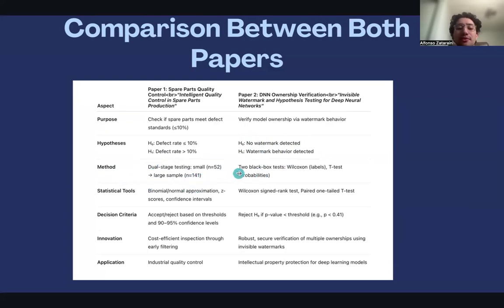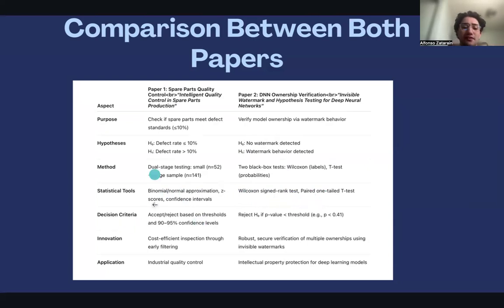In the second paper, we used two black box tests: a Wilcoxon test, which would be the one with the labels, and the t-test, which would be the probabilities. The statistical tools we used: binomial, because it's either accept or reject, the normal approximation, z-scores, and confidence intervals. For our second paper, we used a Wilcoxon signed rank test and a paired one-tailed t-test.